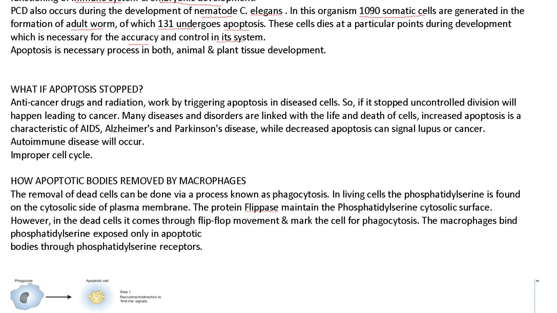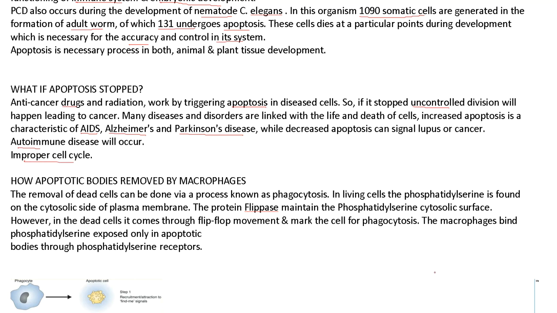And what if apoptosis stops? Anti-cancer drugs or radiation trigger apoptosis in diseased cells. So if apoptosis is stopped, there will be uncontrolled cell division, which will lead to cancer. It is also a characteristic of AIDS, Alzheimer's disease, Parkinson's disease. So these diseases are seen when apoptosis is disturbed. Autoimmune disease will occur, with improper cell cycle.